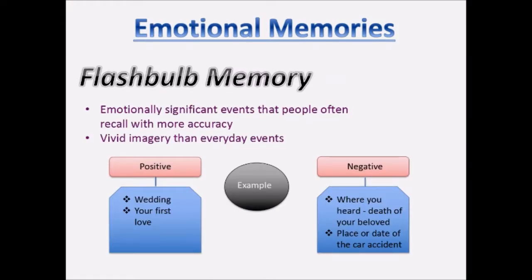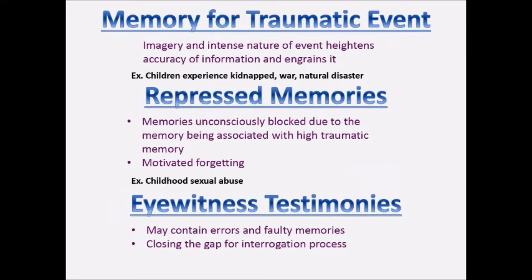Flashbulb memory is particularly vivid recall of emotionally significant events, both good and bad. Having a flashbulb memory of your wedding or when you first fell in love. Negative emotions in flashbulb memories are when you remember where you were and what you were doing after hearing about the death of a family member, or remembering the time, place, or date of a car accident you were in. For traumatic events, the imagery and intense nature of the event heighten the accuracy of information and engrain it.